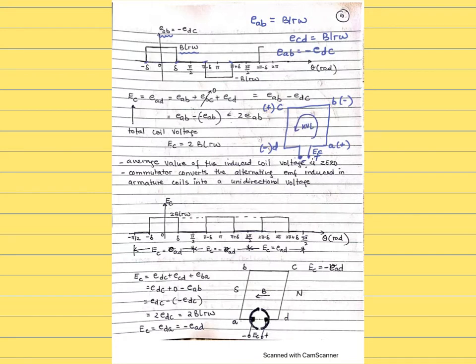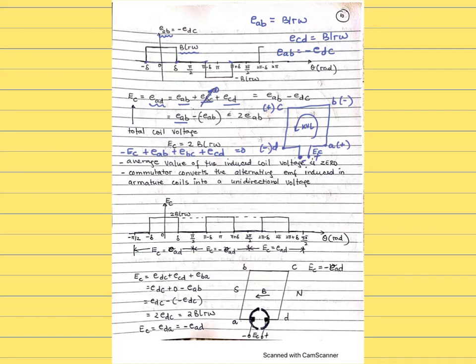That KVL will give you negative EC plus EAB plus the voltage B to C, which is 0, plus the voltage C to D, plus the voltage D to A, which is also 0. So that equals 0. That means EC equals EA to D. So from here to here, right? Equals EAB plus EBC plus ECD. And that's 0, so it leaves EAB plus ECD.